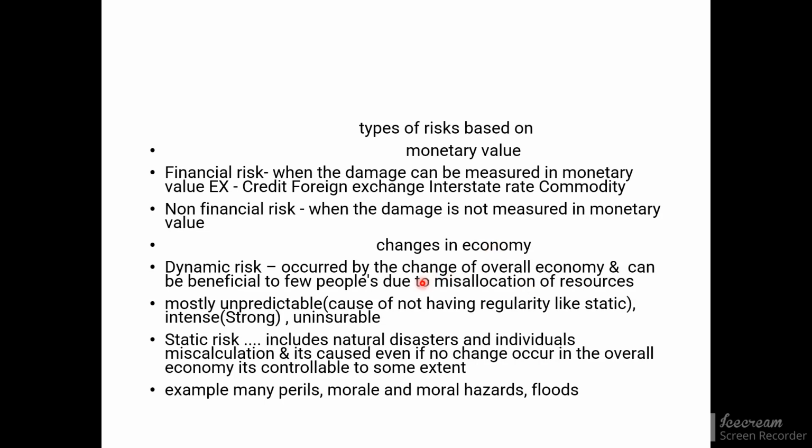One will occur due to the change in the overall economy, and the other is due to other factors than the change in the economy of the country. So dynamic risk is the one which occurs by the change of the overall economy of the country, and it can be beneficial to a few people, because this risk can create a misallocation of resources to some people while affecting more of them. For example, COVID-19 has affected the overall economy of each country.